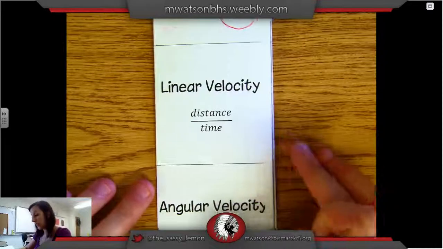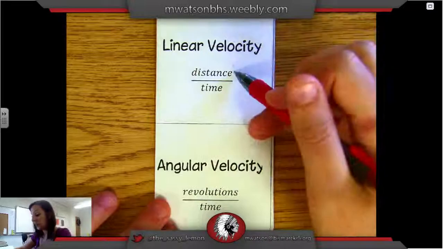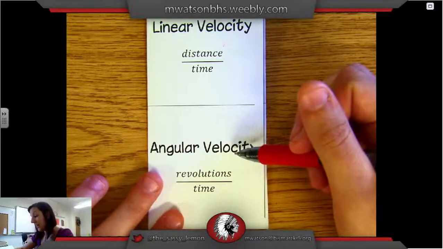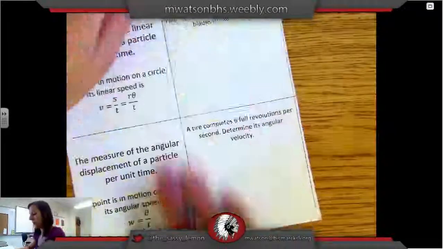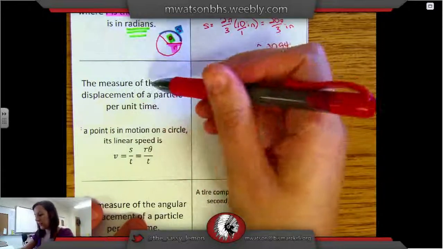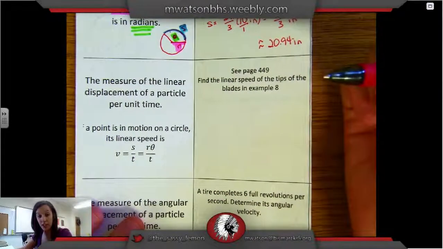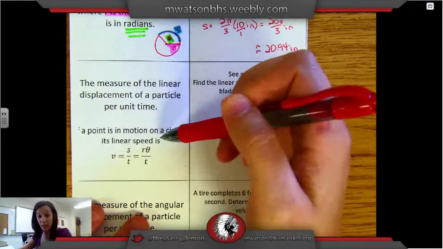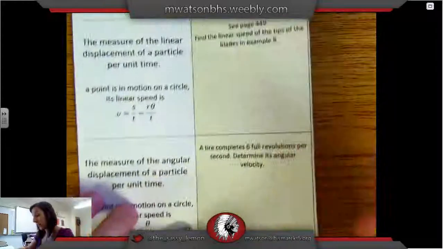There's two other things we're going to do in this lesson, though. We are also going to be finding linear velocity and angular velocity. Remember from the previous video, linear velocity is distance over an amount of time. Angular velocity is how many times you go around a circle in radians per time. And I have this little definition here that linear velocity is the measure of linear displacement of a particle per unit time. That's the official definition. So if a point is in motion on a circle, its linear speed or velocity, speed and velocity are the same thing, is, and then you've got this formula.